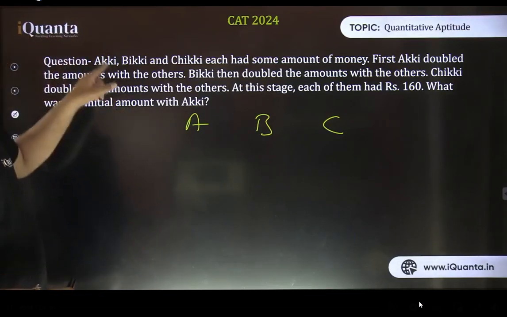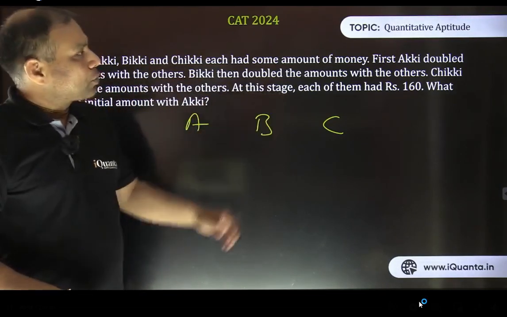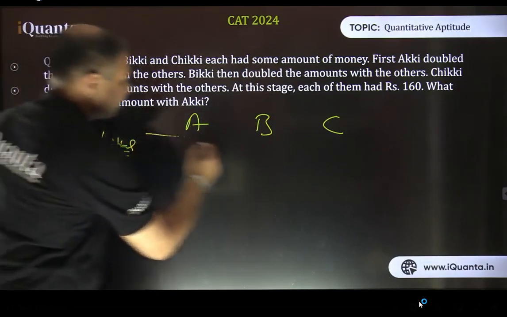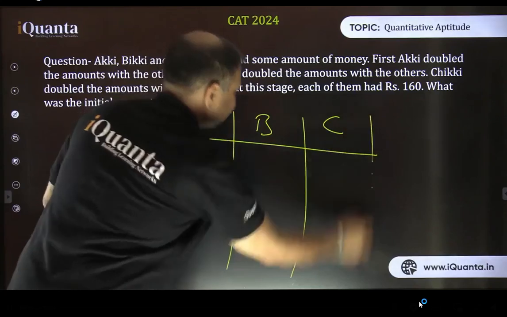I'm writing everything. So these are 3 persons, A, B, and C. Aki, Baki, Chiki. So I'm writing A, B, C for that. Initially they had some amount of money. Let me make a table again. So they are having some initial amount of money. Let me complete the table like this.